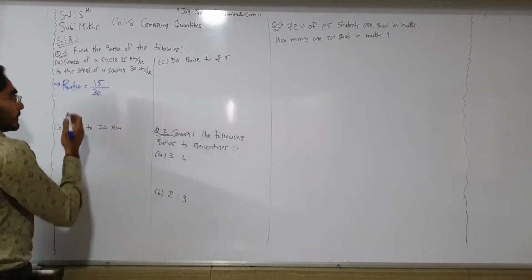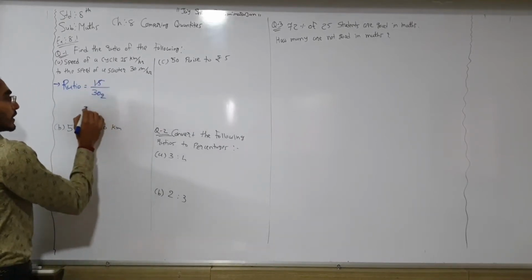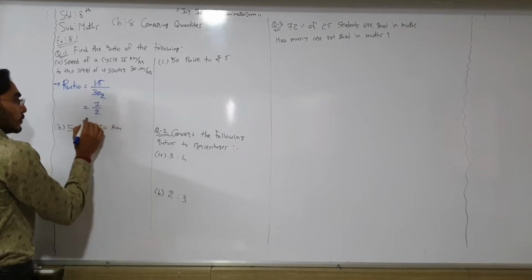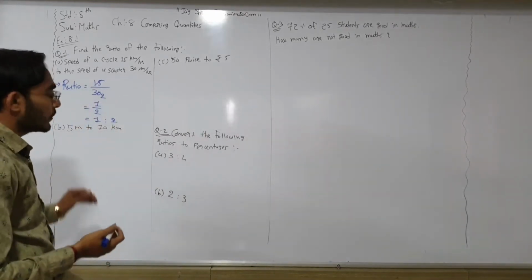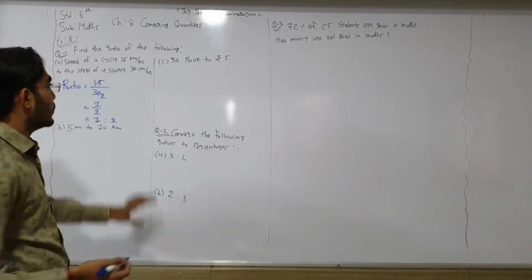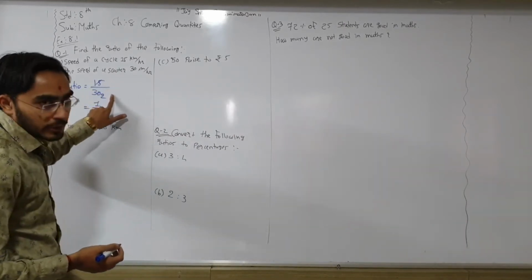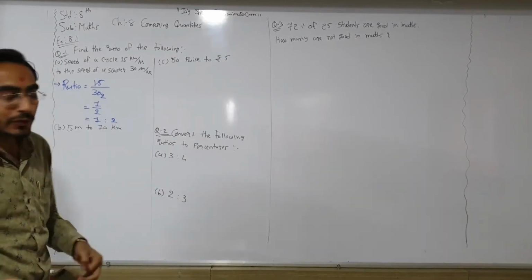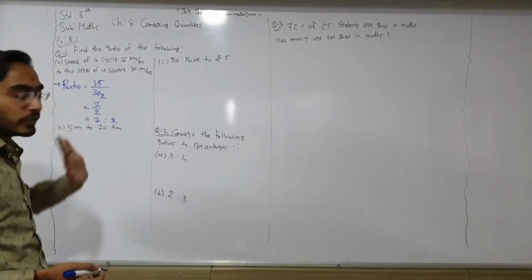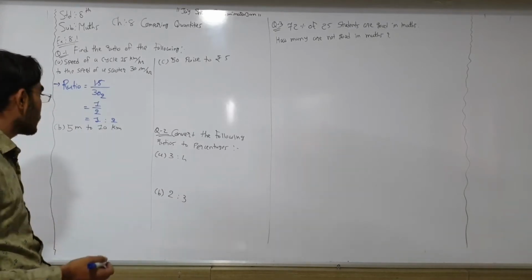Now we need to simplify this. 15 twos are 30, so 1 by 2, which means 1 is to 2. Here the unit is kilometer per hour, so the unit will be cut. So a ratio is a unitless quantity. We get the answer 1 is to 2.